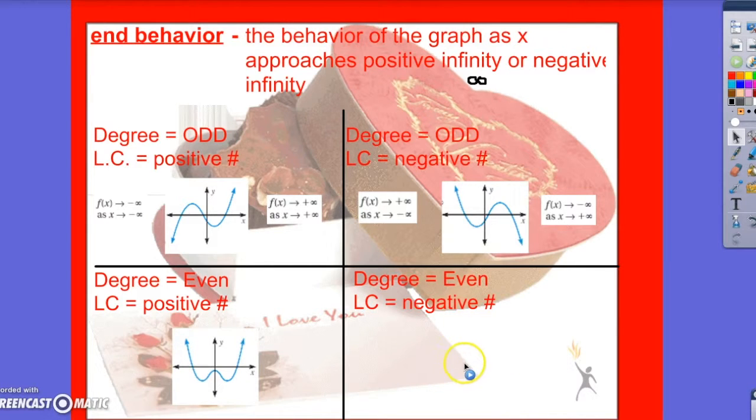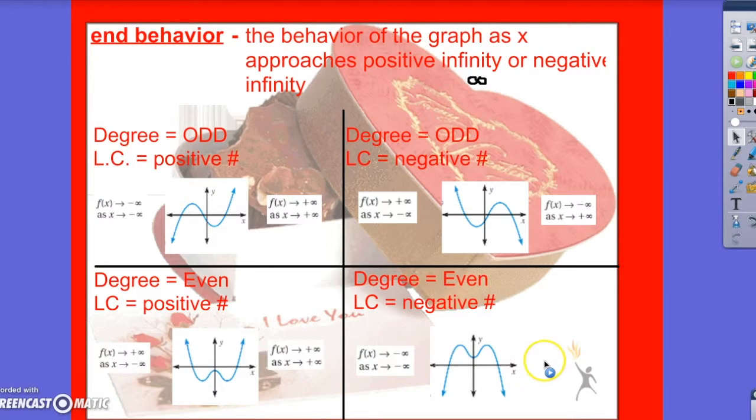Well, if you look at the pictures first, if it's even, they both go up, the arrows, or both end behaviors go down. If it's positive, we always used to say, oh, it opens up. If it's negative, we say, okay, it opens down. And make sure in your notes you're copying all this down. You might want to pause the video to mention all the little pieces here.